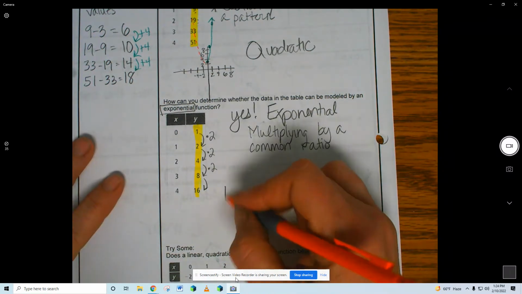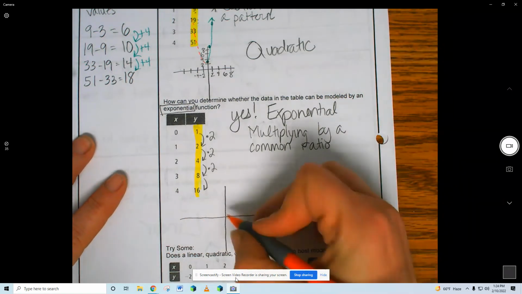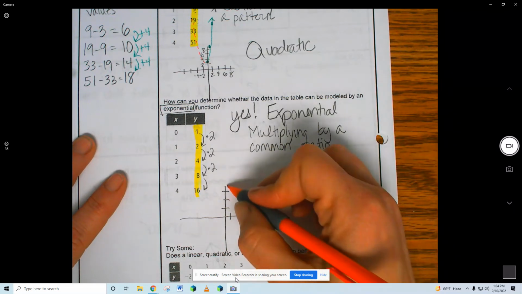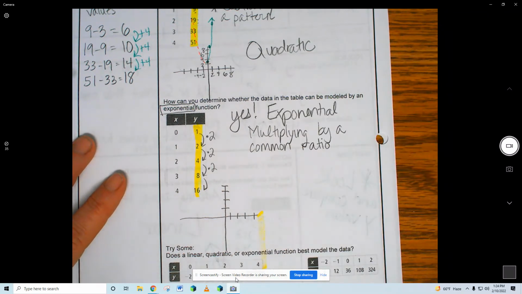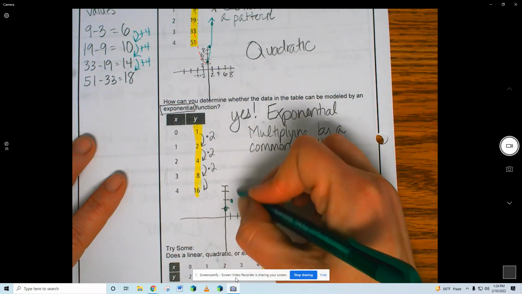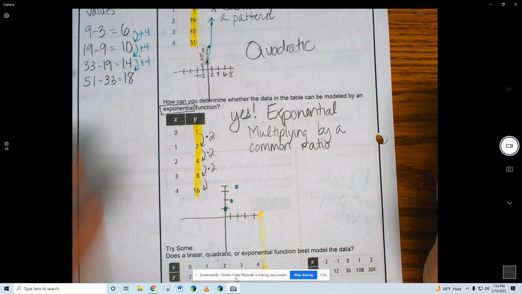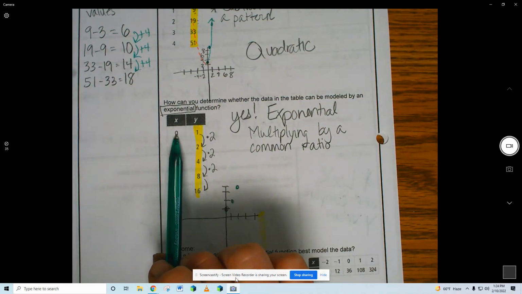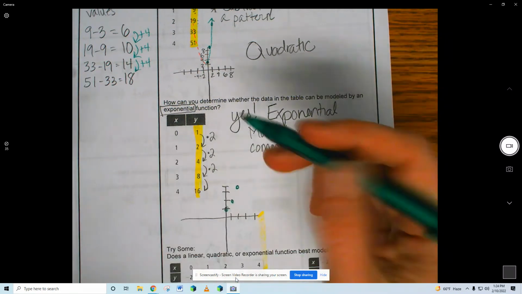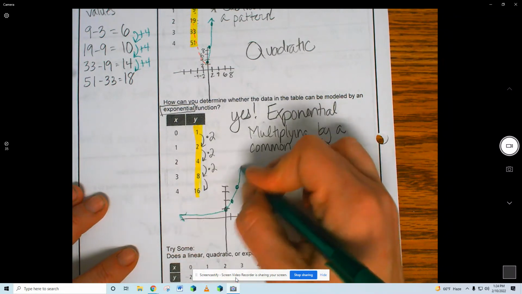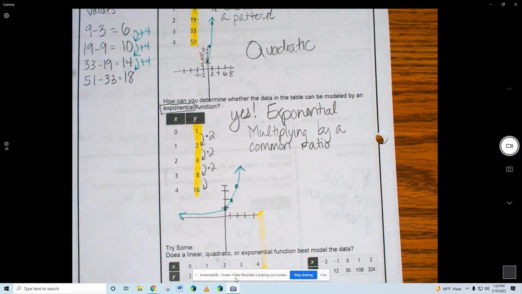If I want to make sure, I could graph some of these. 0, 1, 1, 2, 2, 4. And you're like, that could be a parabola. How do I know? Well, honestly, guys, I don't have any negative values, so I don't know. But I looked at the pattern of the y's, and it would end up going like this. Exponential.